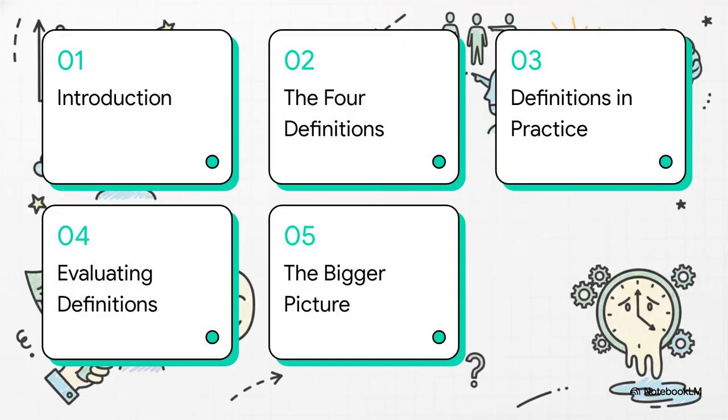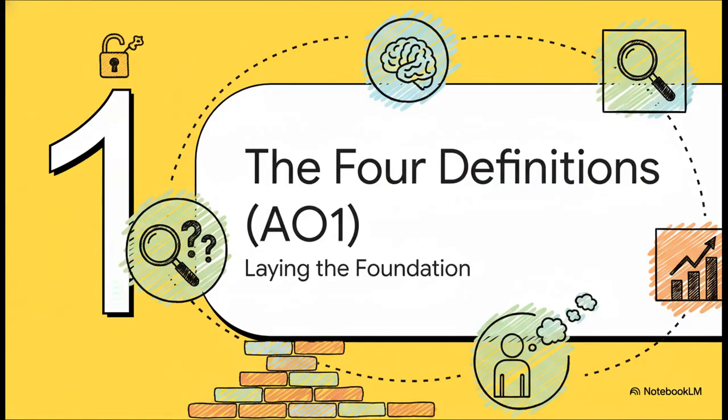Okay, here's how we're going to break it down, and you'll see this lines up perfectly with your exam paper. We'll start with the core knowledge you need for AO1, then look at how to apply it for AO2, and we'll wrap up with that all-important critical evaluation for the top AO3 marks. Sound good? All right, let's get started.